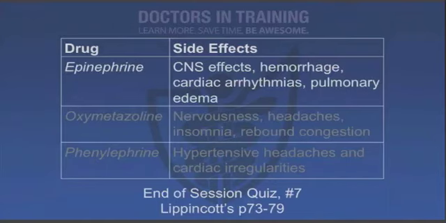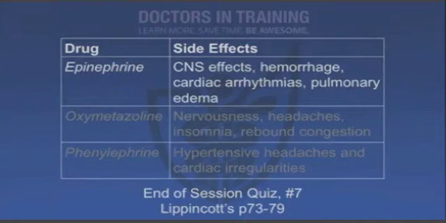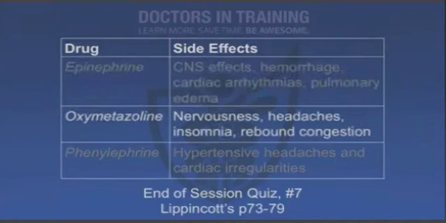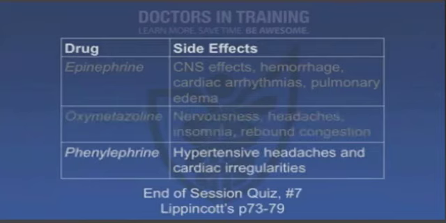So epinephrine, you're going to get CNS effects, you're going to get hemorrhage, you're going to get cardiac arrhythmias, pulmonary edema. Oxymetazoline, nervousness, headache, insomnia, that's a big one. Rebound nasal congestion, that's even a bigger one. Phenylephrine, hypertensive headaches, and cardiac irregularities.